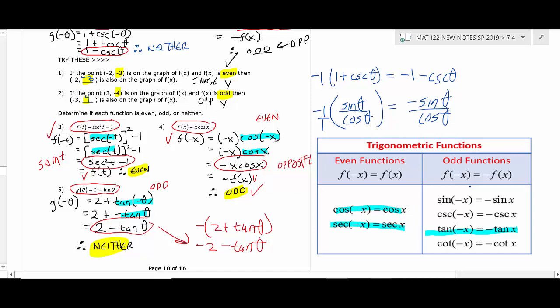Okay, and that's it. So hopefully that will take care of everything for even and odd functions. It's a pretty technical part of the section, but it's not too hard.